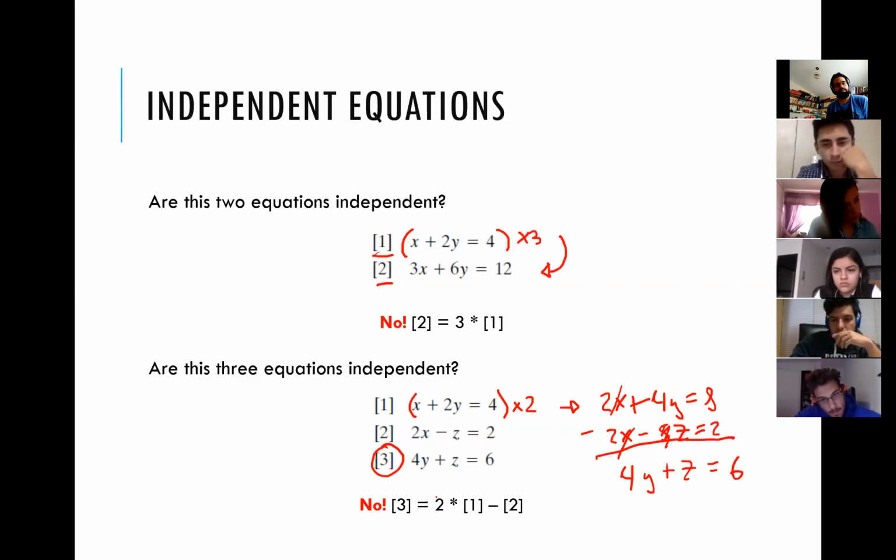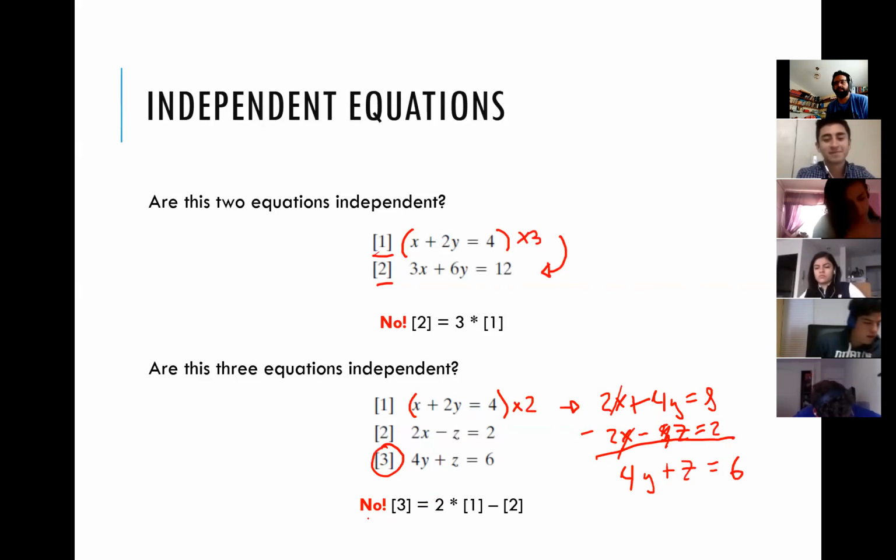Okay, that will be the case in some chemical reactions. It's more or less the same thing. If we have three different chemical reactions and one of them can be produced from the others, then they are not independent, right?